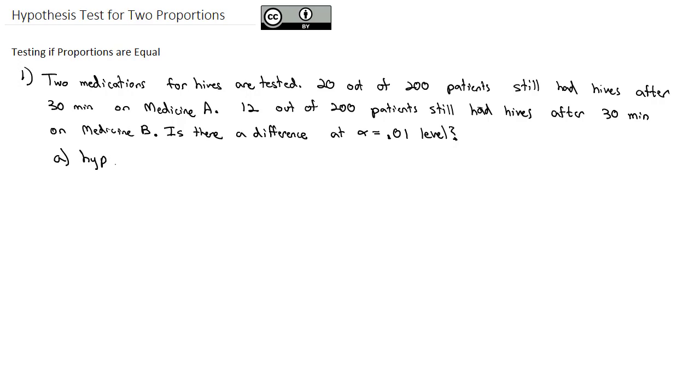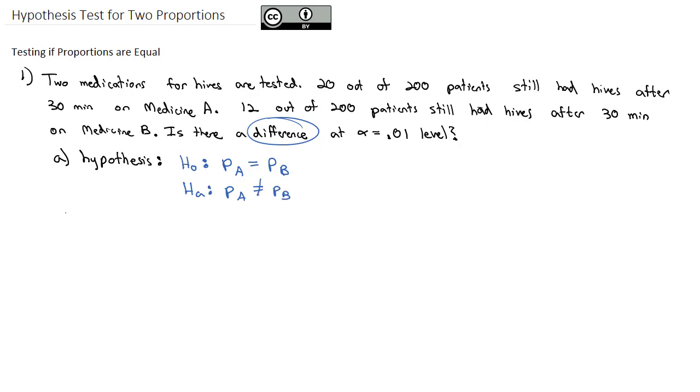So our first step is to identify the hypotheses. The null hypothesis always has equality. So the proportion on medicine A is exactly the same as the proportion on medicine B. The alternate, what we're trying to prove, is is there a difference between them? So we're not trying to prove one is better than the other. We just want to know, is there a difference? And so that's going to be proportion A is not equal to proportion B.